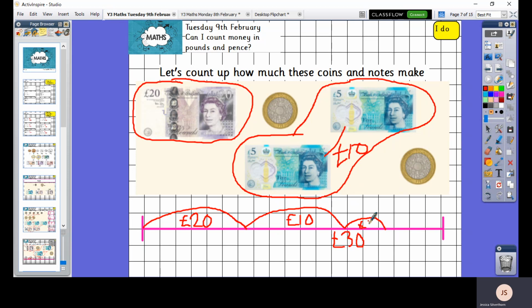Now, if you use a number line like this, it's absolutely fine. You just need to make sure that you write down the pound sign inside each of your jumps. The reason you want to do that is because if you said I'm adding on 4, you need to know whether you're actually adding on £4 or 4 pence. So it's really, really important that you are using the pound sign and the pence sign. There we go. So all together, I have made £34.